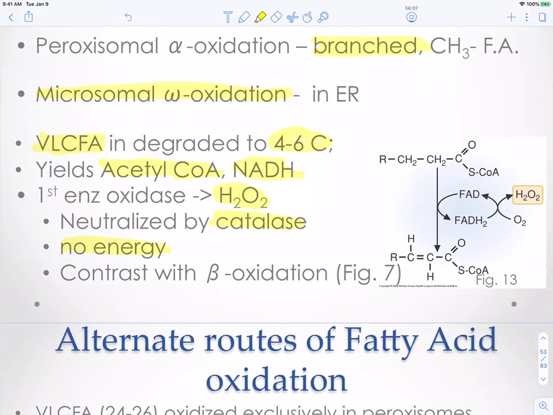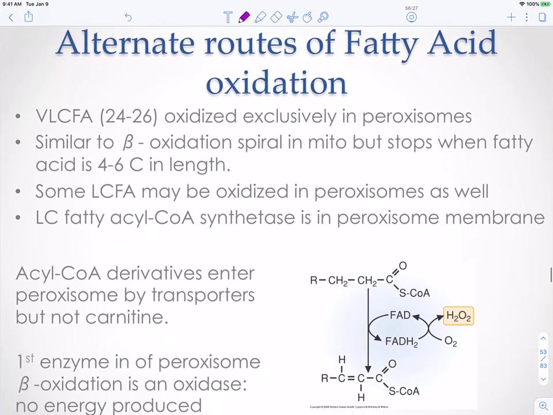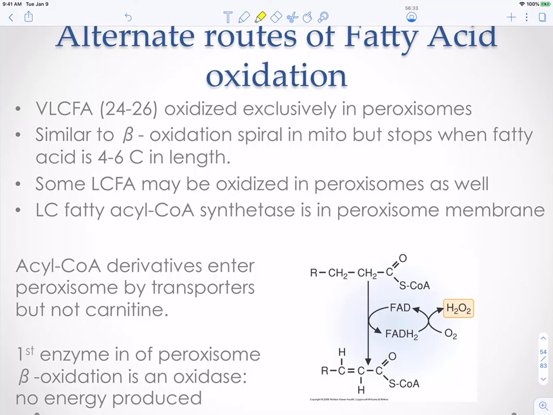So here, we'll go through this, but in essence, you have your very long chain fatty acids, such as, let's say, 20, something like that. And then your very first step, you do transfer those electrons to FAD. However, oxygen will pick up those electrons and create hydrogen peroxide in the peroxisome. So our very long chain fatty acids are going to be oxidized only in peroxisomes. And again, they're going to continue to be oxidized until they're about 4 to 6. Some long chain fatty acids can also be oxidized in the peroxisome as well. So that's why there's a little bit of overlap, about 20 down to about 18, 20, 22 also can be.